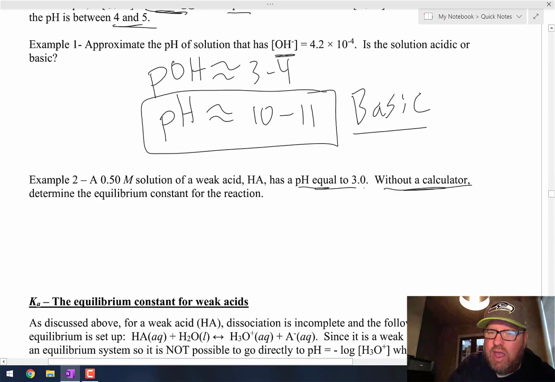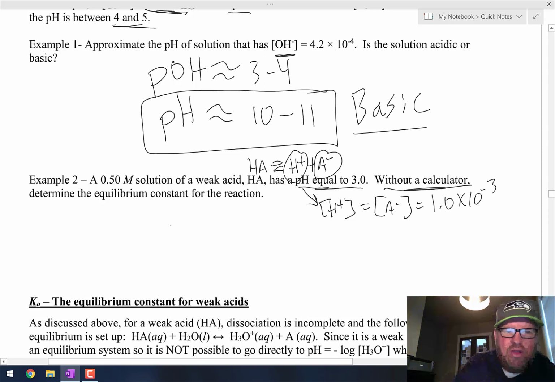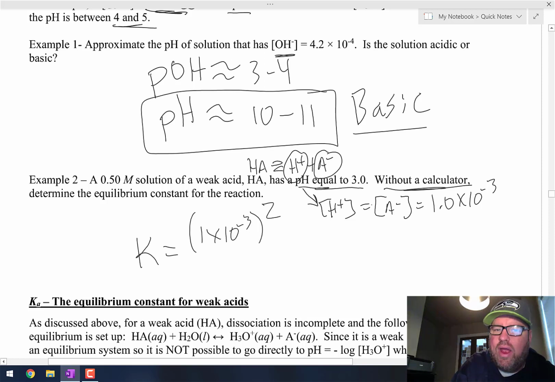So again, if the pH is exactly 3, that tells us right away that the hydrogen ion concentration, and remember, it's a weak acid, so it's HA in equilibrium with H plus and A minus, means the hydrogen ion concentration and the A minus concentration are both equal to 1 times 10 to the minus third. So when we calculate the equilibrium constant, K is equal to 1 times 10 to the minus third squared.